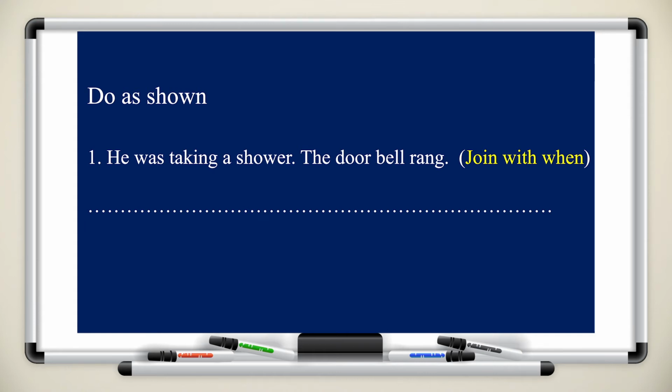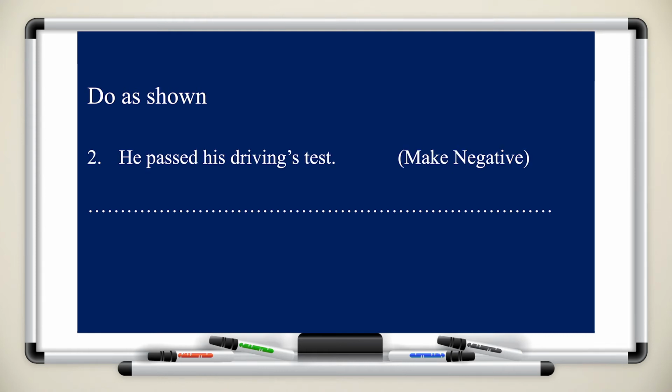The answer is, he was taking a shower when the doorbell rang. How about number 2? He passed his driving test. And I repeat, you have to do exactly what they want you to do as shown between the brackets. So make this sentence negative. And the answer is, he didn't pass his driving test.